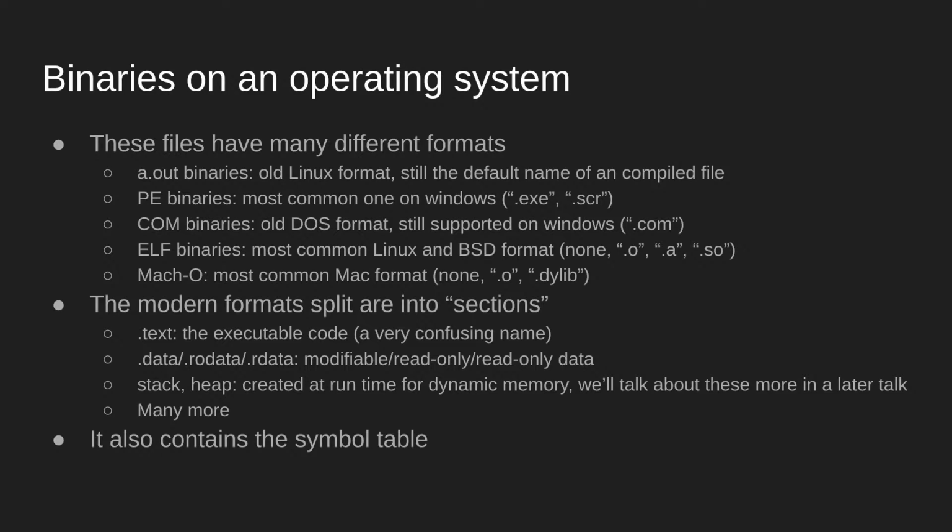ELF is the most common Linux and BSD format. It's pretty much universally used. It's very difficult to get anything else to work on it. It's probably the most complex format. It has many different features for working across large numbers of platforms. And executables don't have a file extension. .sos are dynamic libraries, and .as are static libraries.